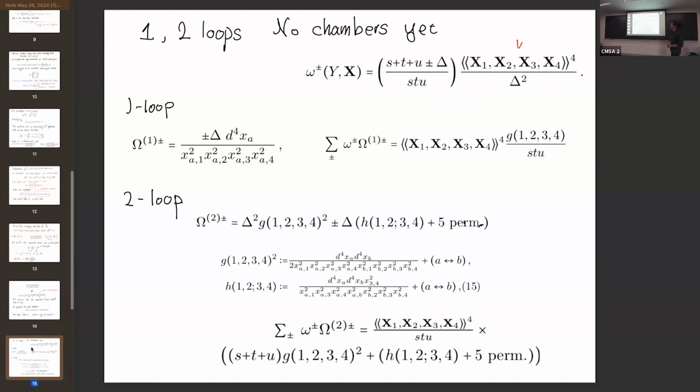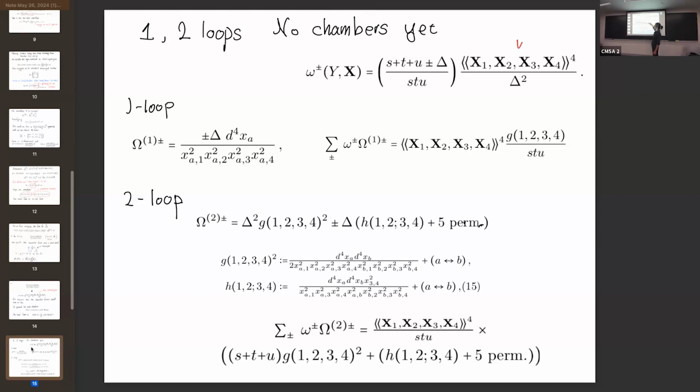So let's look at 1 and 2 loop. For 1 and 2 loop, there's actually no chambers yet. So that means the entire Tn, the form actually looks the same. So it's a direct product at 1 loop and 2 loop. So again, we have the tree chamber form that we computed. The 1 loop form is exactly the same across the entire tree region.